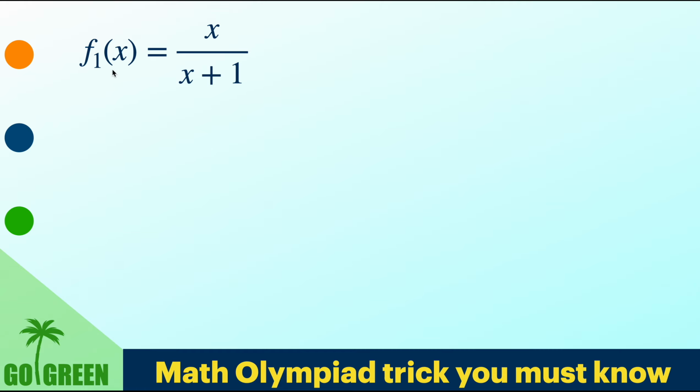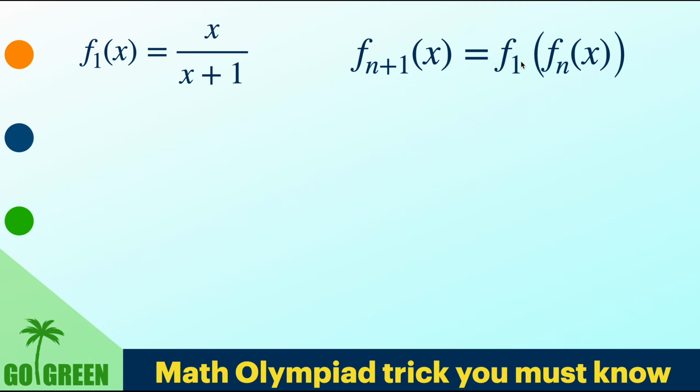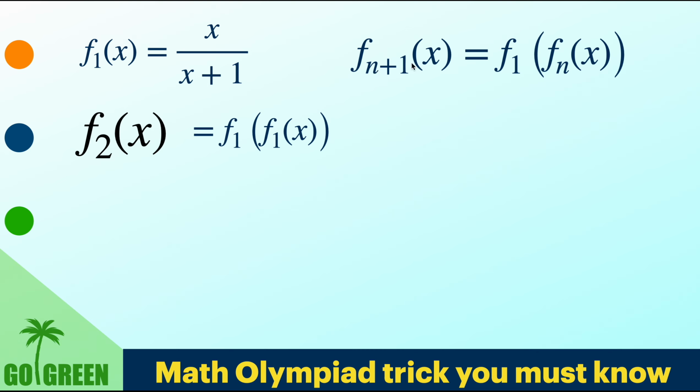Fine. So first function f1(x) is given to be x over x plus 1, and the recursive definition is this: f(n+1)(x) is f1 of f(n)(x), right? This is the composition of functions. Fine. So what is f2(x) if we try to calculate, just to explore things here? f2(x) by definition means n we must put to be 1. So n equal to 1, then 1 plus 1 is 2, right? So f2(x) is by this definition f1 of f1(x), right? So that is what we have written here, f1 of f1(x).